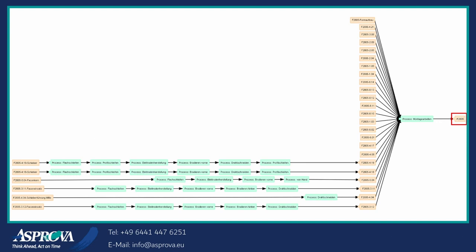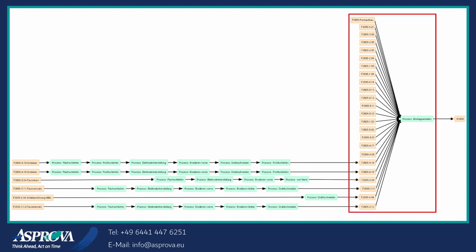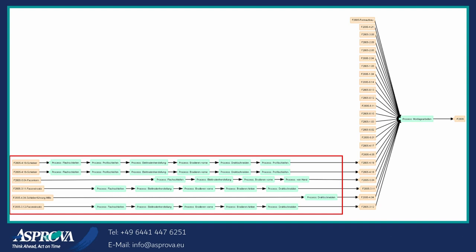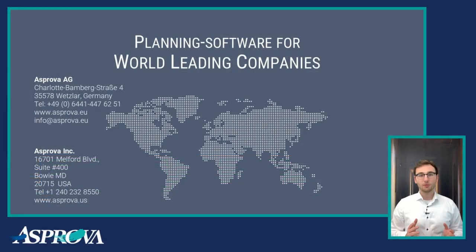Here you can see an example from a mold construction for plastic injection molding. To produce the mold F2805, all orange fields must be present for assembly. Asprova automatically checks the material availability for each individual component and creates new production orders and/or purchase orders if not available. I hope you enjoyed this little video.